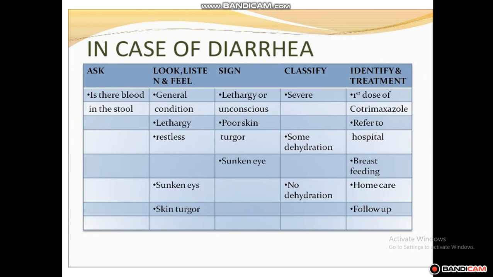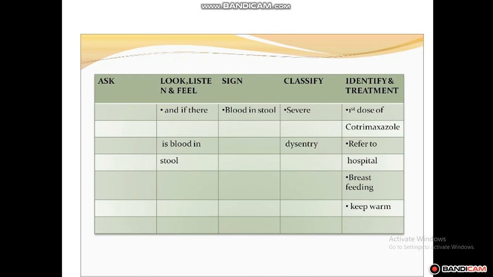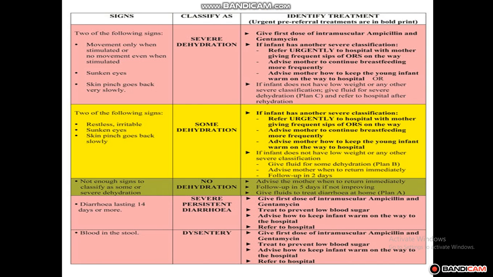Next is the case of diarrhea. If there is blood in the stool, we can say that is a sign of dysentery. Usually the child may be lethargic, restless, with sunken eyes, and poor skin turgor. In that case, we have to classify based on the type of dehydration: severe, some, or no dehydration. This is a table showing how to manage if the child has severe diarrhea and severe dehydration. These are the two signs we have to keep in mind for severe dehydration: movement only when stimulated, or no movement even when stimulated.